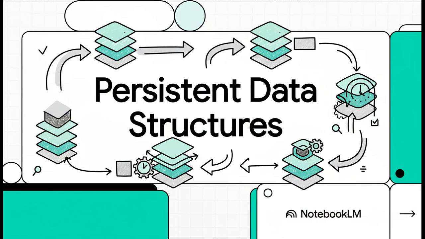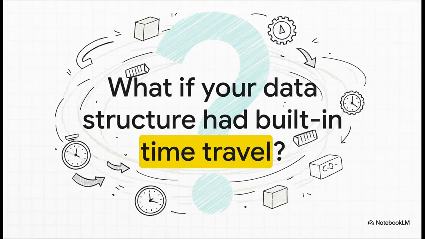All right, today we're going to dive into one of the most elegant ideas in all of computer science, persistent data structures. Seriously, it's like giving your data its very own built-in version control system. I mean, just think about that for a second. What if your data structure had built-in time travel? Imagine every single change you ever made was reversible, and every previous version of your data was just there, instantly accessible. Sounds kind of like magic, right?